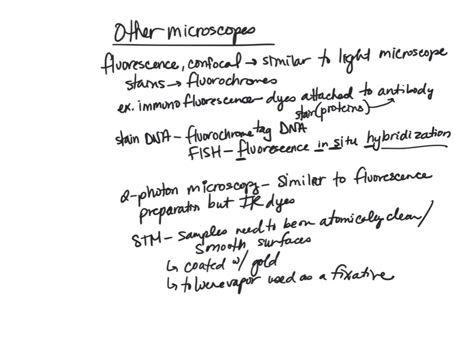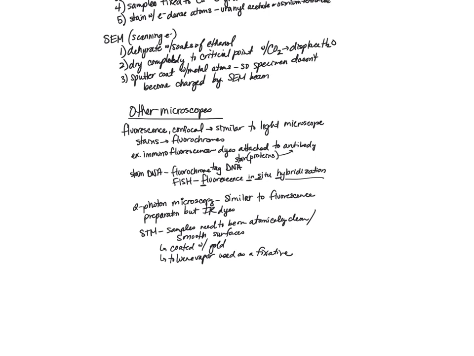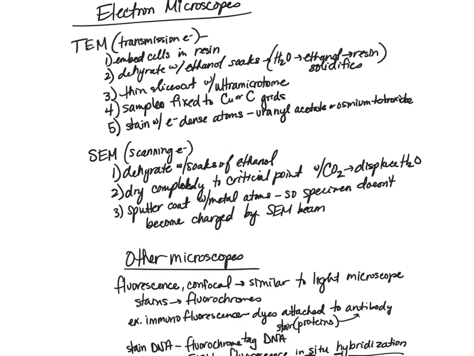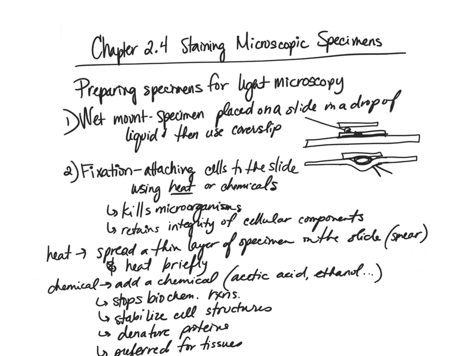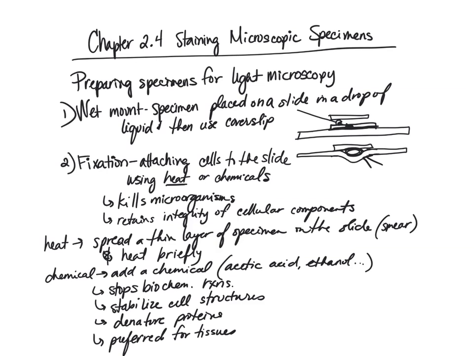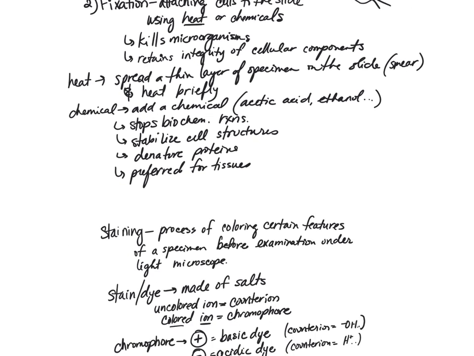All right, so this kind of wraps up all of our different types of staining mechanisms or staining procedures, methods, processes. So you can just know generally these other microscopes we just spoke about, but you should know in detail all of these different things that we spoke about in detail. So you should understand how to prepare a specimen for light microscopy, so the wet mount and fixation, and the two types of fixation, the heat and chemical.